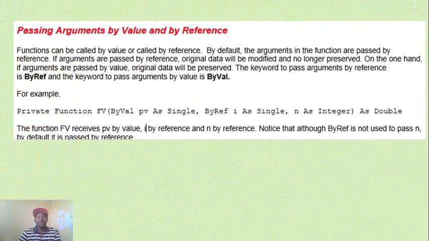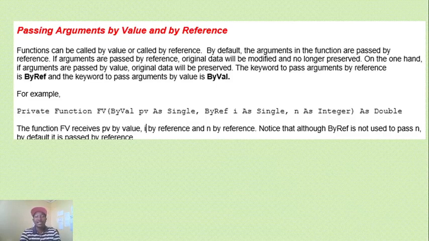Then we can also pass through this important concept, passing arguments by value and also passing arguments by reference. Functions can be called by value or called by reference. By default, arguments in the function are passed by reference. If arguments are passed by reference, original data will be modified and no longer preserved. On the other hand, if arguments are passed by value, original data will be preserved. The keyword to pass arguments by reference is ByRef, and the keyword to pass arguments by value is ByVal.